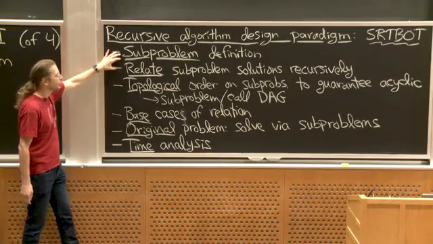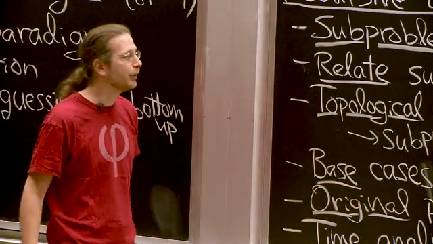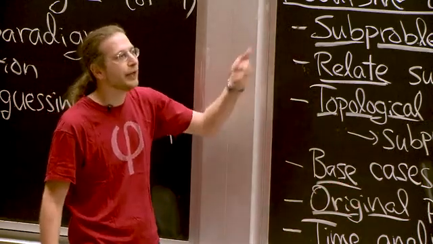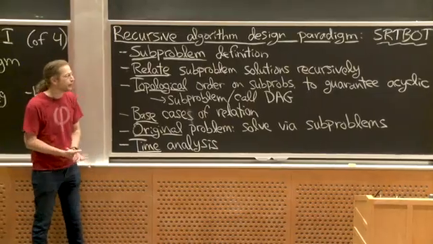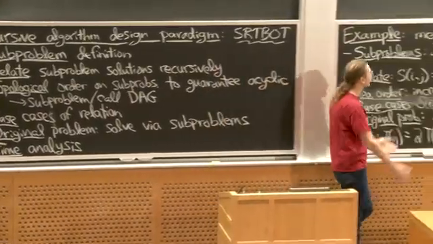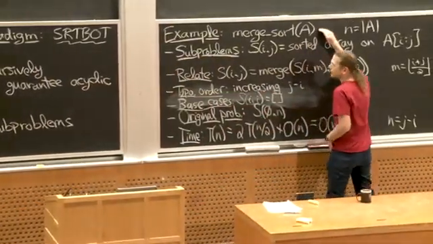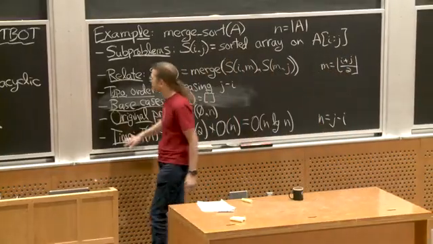And what we're going to see over the next 4 lectures, this is the first of 4 lectures on dynamic programming, is lots of examples of applying this paradigm over and over together with the memoization idea, which we'll get to soon. Let's see an example first of an algorithm we've already seen, which is merge sort. So a divide and conquer algorithm phrased with this structure of SRTBOT.